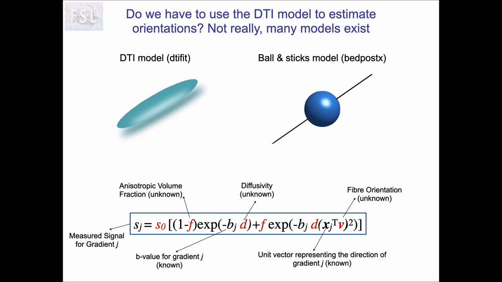In addition to this, we also have to model how much water there is in the stick, which is given by the f, and the final variable is S0, which is the signal in our reference image. This was our b0 image, which was the image where we didn't have any diffusion weighting at all. And so anything within the square brackets gives how much the signal is reduced due to the diffusion, on the left the ball and on the right the stick. Now, this still only gives us a single fiber orientation, which is the orientation that we estimate for the stick, which is given here in the equation as nu.